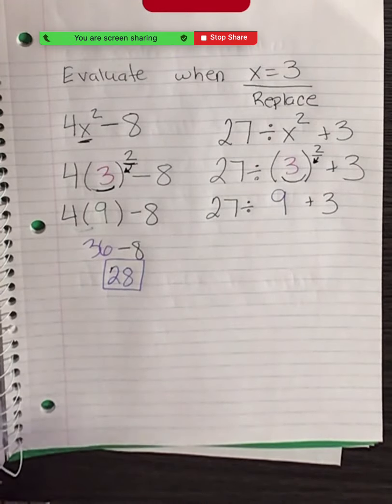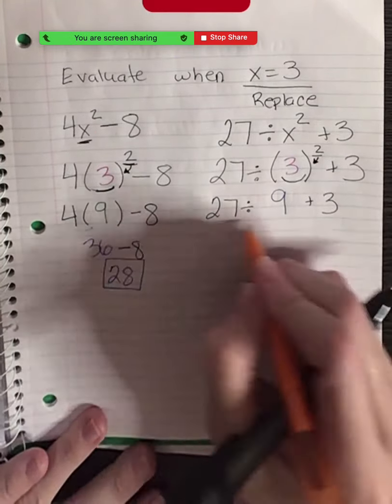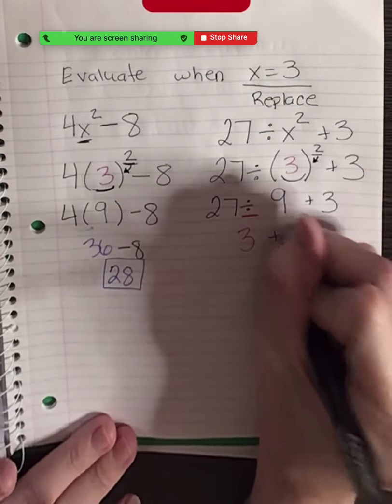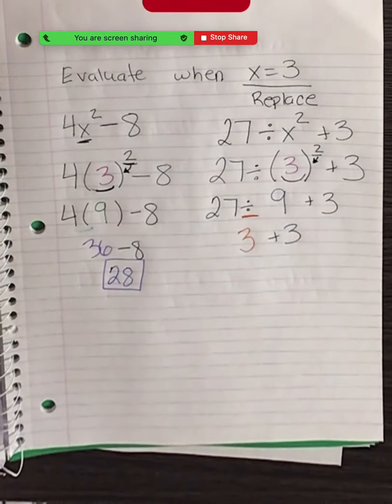Working from left to right for multiplication and division, I come to division first, so that's what I'm going to do. 27 divided by 9 is 3. And then the last step I can do is 3 plus 3, which is 6. Okay?